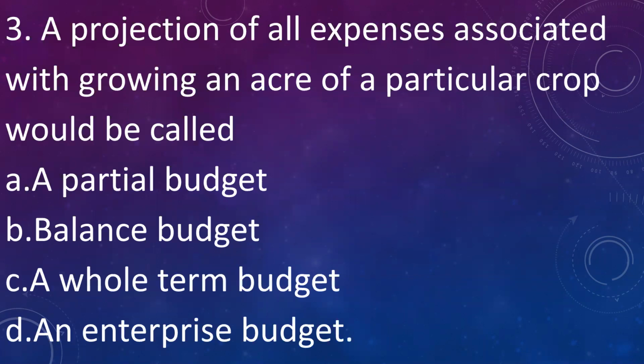The next question is: a projection of all expenses associated with growing an acre of a particular crop would be called A. Partial budget, B. Balanced budget, C. A whole term budget, D. An enterprise budget. The answer is: a budget related to a particular growing area and a particular crop would be called an enterprise budget.